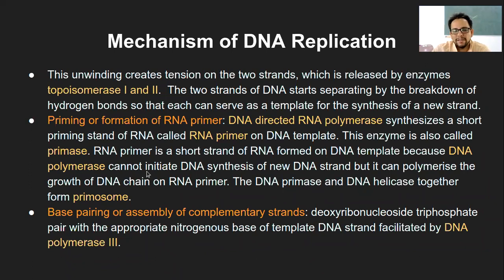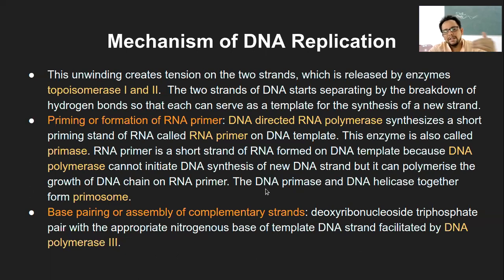So DNA polymerase itself cannot initiate the synthesis of the new DNA strand, but it can polymerize the growth of the DNA chain. That means it can add nucleotides in sequence complementary to the original DNA template, in continuation from the RNA primer. If the RNA primer is not there, DNA polymerase will not be able to function. So the moment the RNA primer is formed with the help of DNA directed RNA polymerase, DNA polymerase can come there.